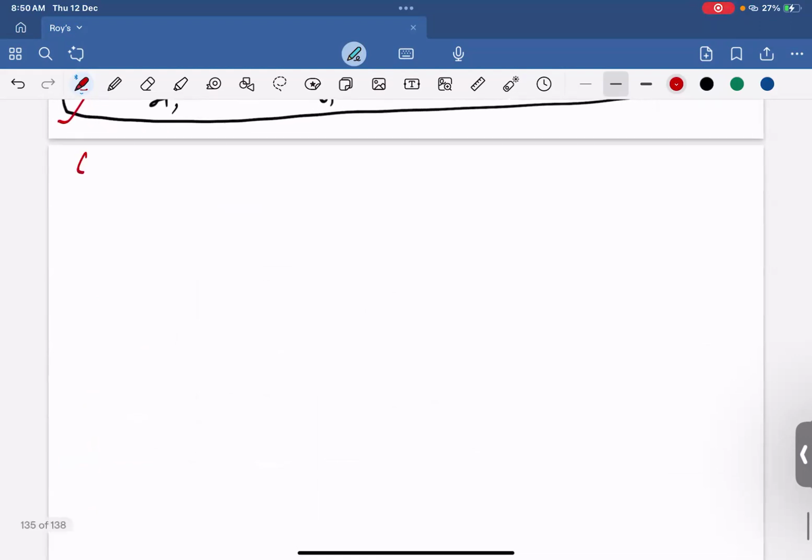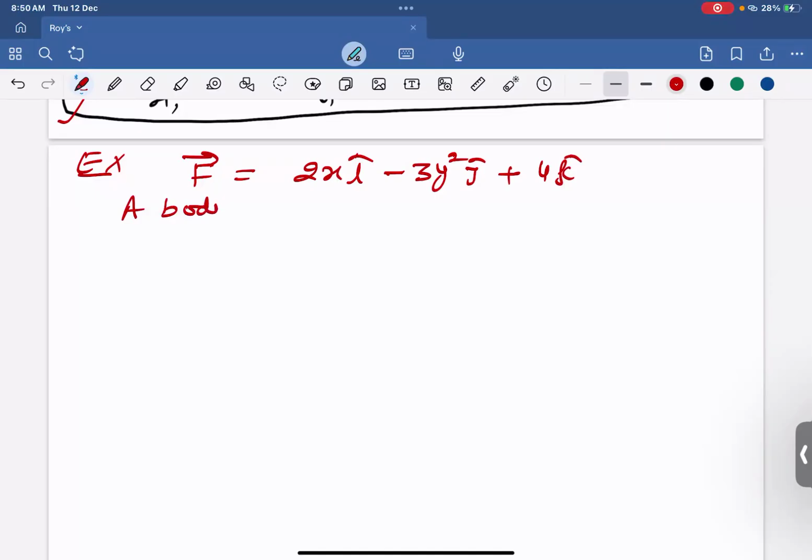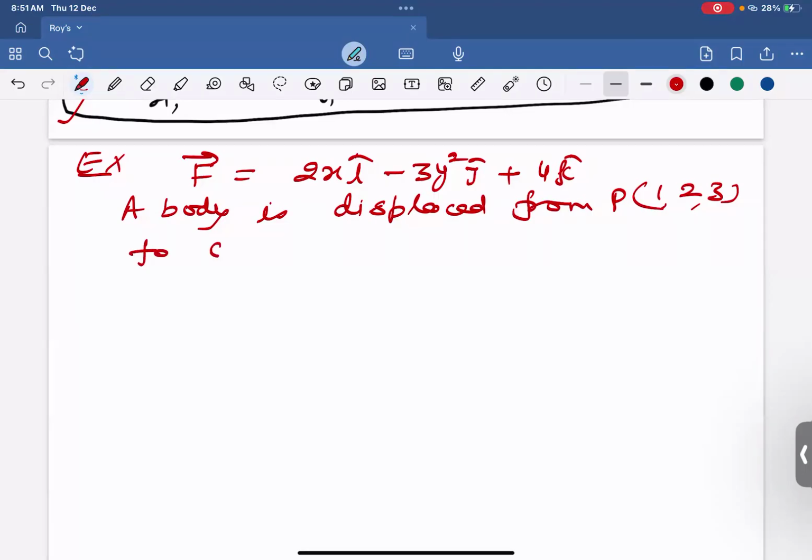Let's suppose I have been given a force F is 2x i cap minus 3y square j cap plus 4k cap, and a body is displaced from a point P, that is 1, let's suppose 2, 3, to Q, that is 2, 4, 5. Let's suppose like that.